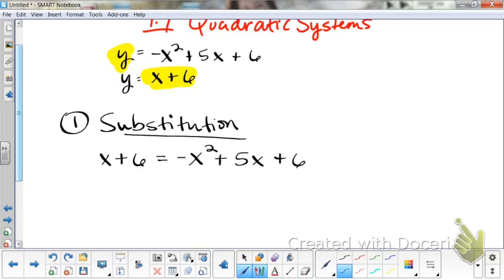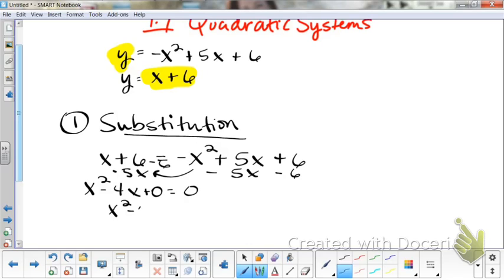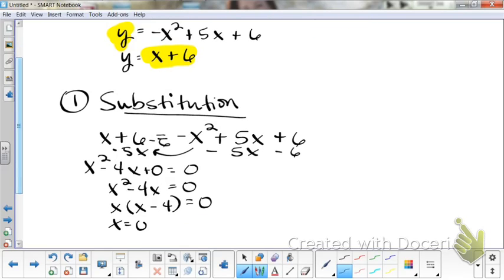So I'm going to go ahead and add the negative x squared, so it becomes positive. I'm going to subtract the 5x. So x minus 5x would be a negative 4x. And then I'll subtract 6 and subtract 6, which ends up giving me x squared minus 4x equals 0. So to solve this, I have a simple binomial that I can then factor out an x, and my two solutions would be 0 and 4.